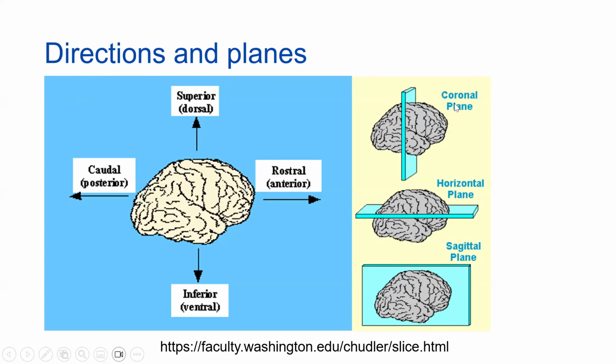We also can talk about planes or fields of view. So if I were to cut through the brain along this blue board, that would be a coronal plane that we will be looking at. If I were to cut horizontally, or in the direction of the horizon, this would be called a horizontal plane. And then if I cut to the side, showing the side view, it will be a sagittal plane.